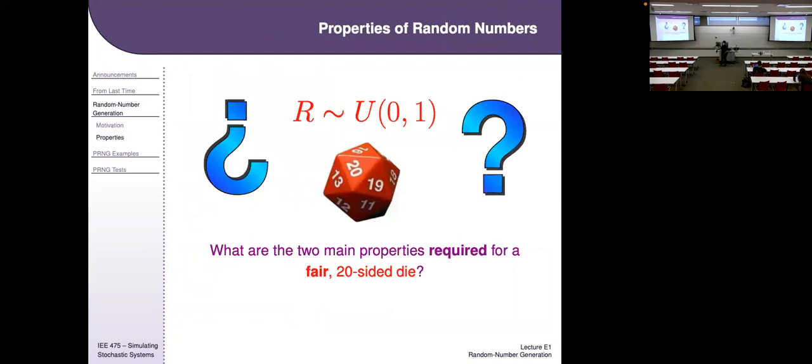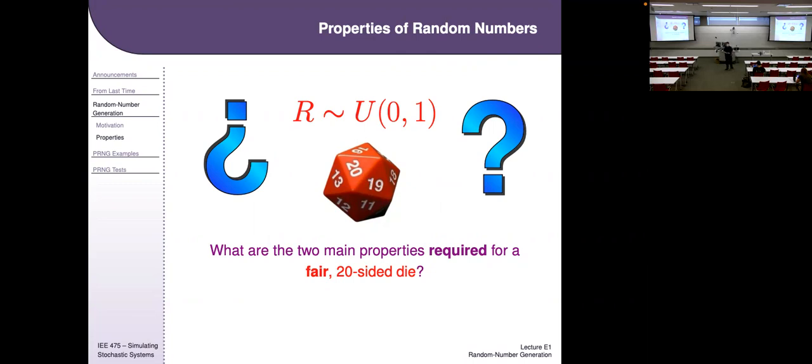So how do we even evaluate that a pseudo-random number generator, generating random numbers between 0 and 1 uniformly, is reliable? We have to think, what are the two properties that we would care about? If we think about a die roll, I think we can come up with two properties that really matter.